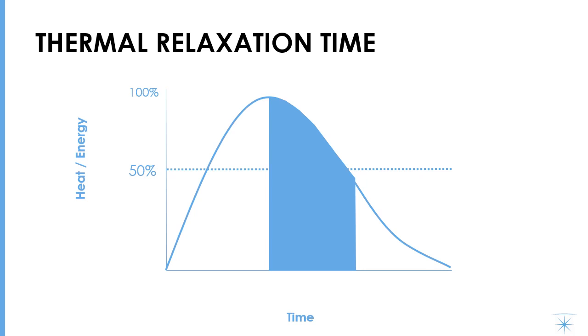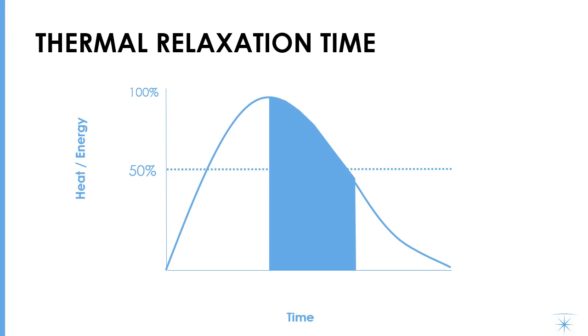And why is this thermal relaxation time important? Because before we reach the point of the thermal relaxation time, the target is containing more than 50% of the heat, but after the thermal relaxation time, the target has lost most of the heat, more than 50% of the heat, to the surrounding tissue.